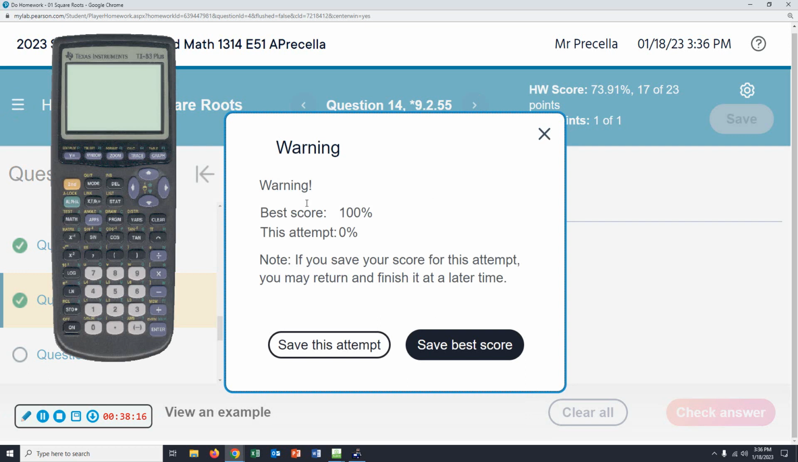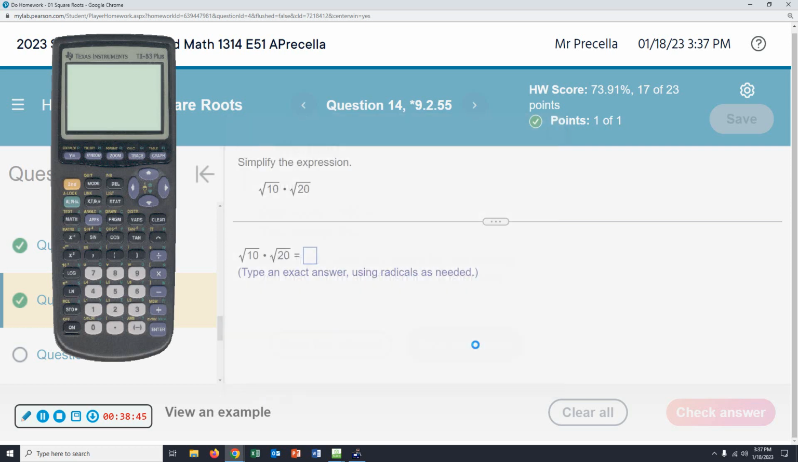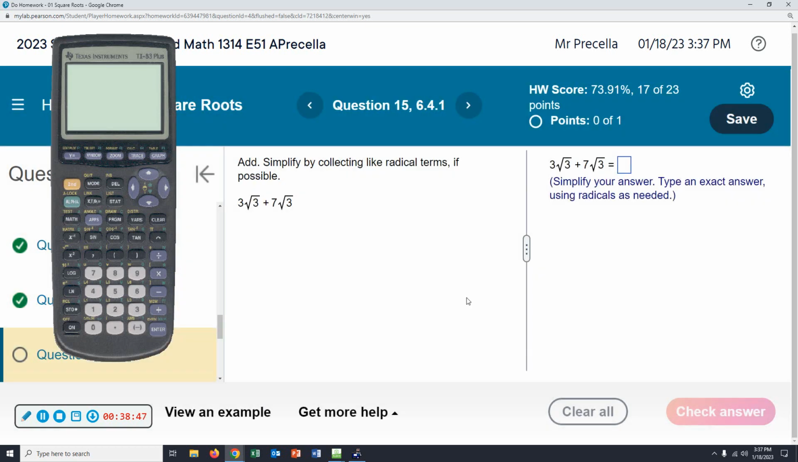It's going to warn you, hey, do you want to save that? Or look at this. If they ever ask you, do you want to save this attempt or save your best score? If you save this attempt, your green check for this problem is going to become a red X because you didn't type in an answer. The rule is simple. If you are ever asked, do you want to save this attempt or save your best score, what do you always check? Best score.